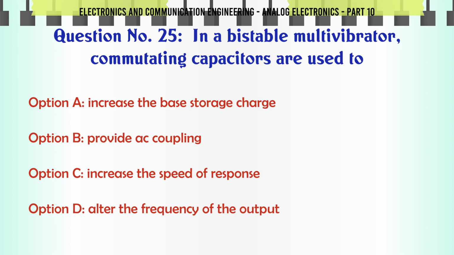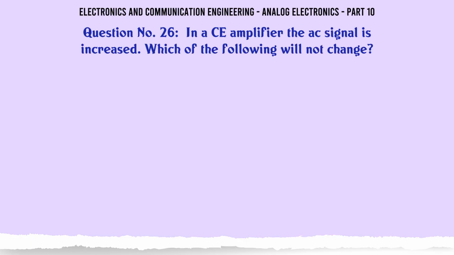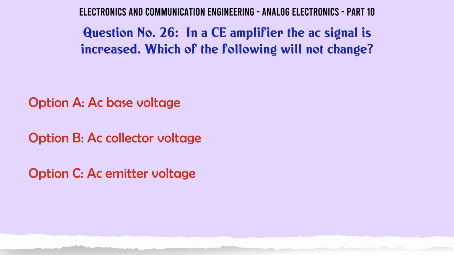D. Alter the frequency of the output. The correct answer is increase the speed of response. In a CE amplifier, the AC signal is increased. Which of the following will not change?